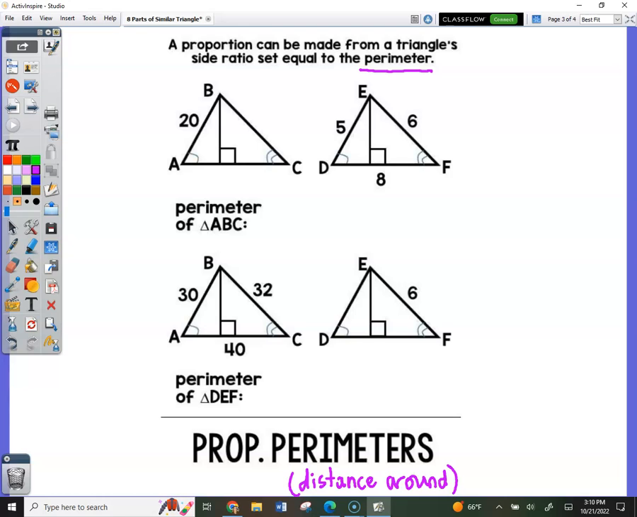So here's an example. You have two triangles. Now these are not drawn to scale, not at all, because it doesn't make sense that the side that's measuring 20 looks to be the same length as the side measuring 5. Not drawn to scale, okay? So we have these two pictures, right? We have altitudes drawn. You see the altitudes?